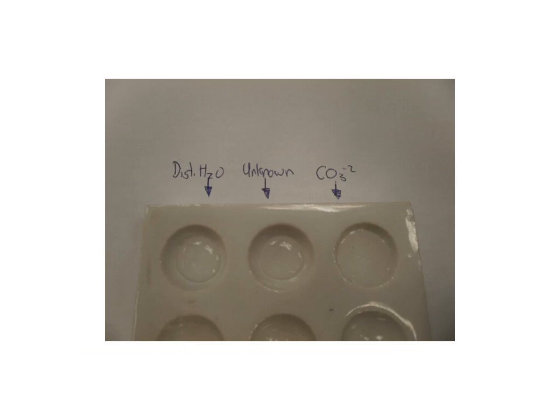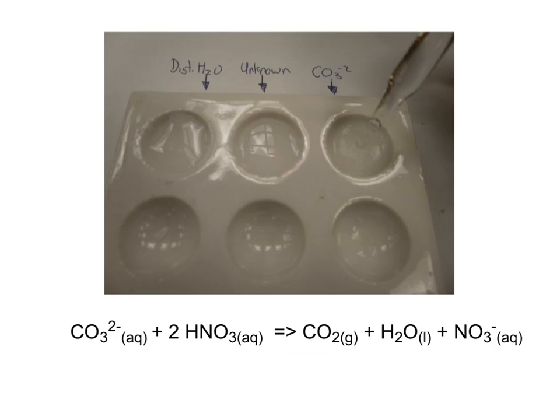This is how it looks when all 3 spots are filled, and they should contain all the same amount of liquid. And it looks like somebody has filled a little bit too much of the solution known to contain carbonate ions here in the third spot. We now add 3 drops of nitric acid to each of the 3 spots.